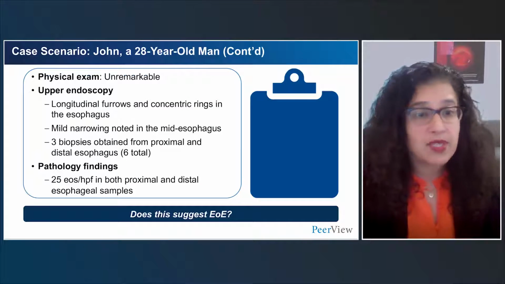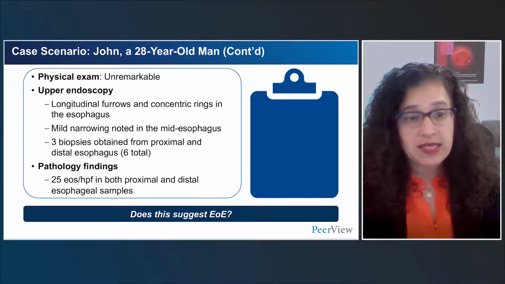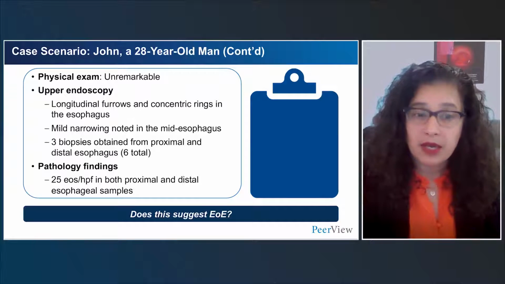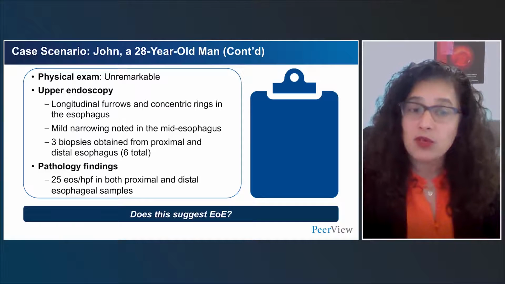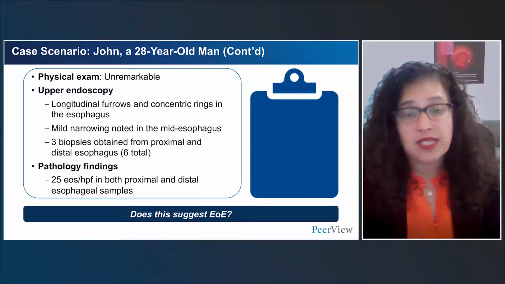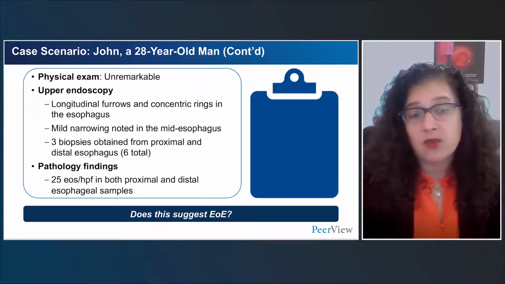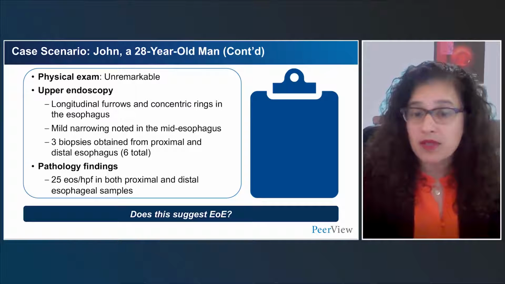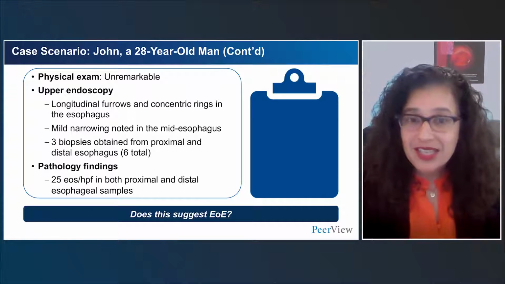His physical exam is unremarkable, and his upper endoscopy shows longitudinal furrows and concentric rings in the esophagus. He has mild narrowing or stricturing noted in the mid esophagus. 3 biopsies were obtained from both the proximal and distal esophagus, so 6 in total. And his pathology finding shows 25 eosinophils per high power field in both the proximal and distal esophageal samples. So, does this suggest EoE?